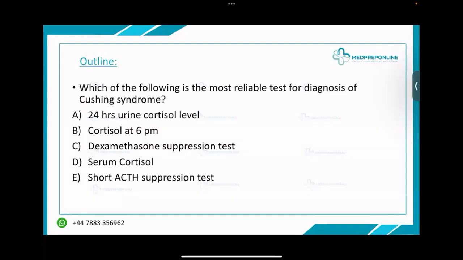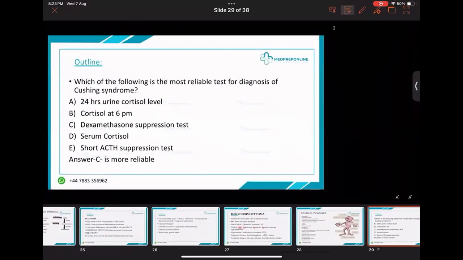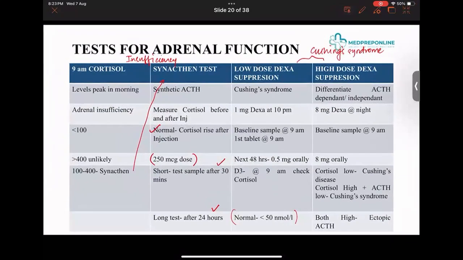Is it a short ACTH suppression test or dexamethasone suppression test? I'm a bit confused. So going back to the table, if you'd like me to. Oh yeah, dexamethasone. Okay. So all you have to remember is 9 AM cortisol and synacthen test. These are for insufficiency. And whenever we're diagnosing Cushing syndrome, the test of choice is low dose dexamethasone suppression.